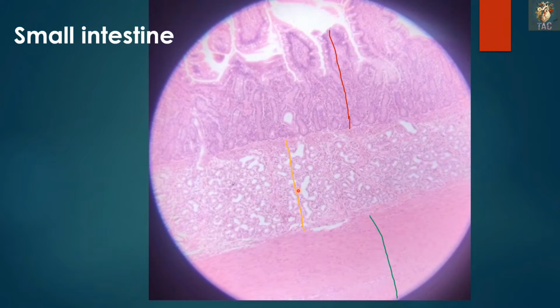First you have to identify that this is the small intestine. Next point, you should know that if the Brunner glands are present in the submucosa, then you have to write that this is the slide of the duodenum.